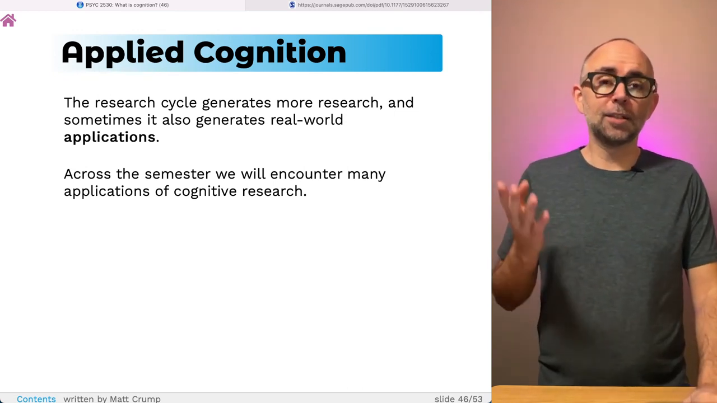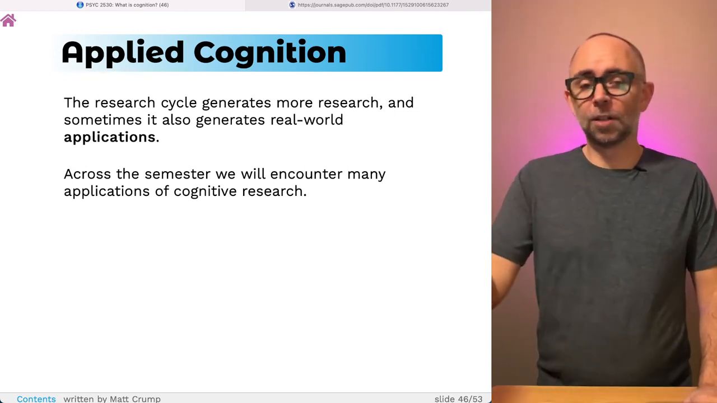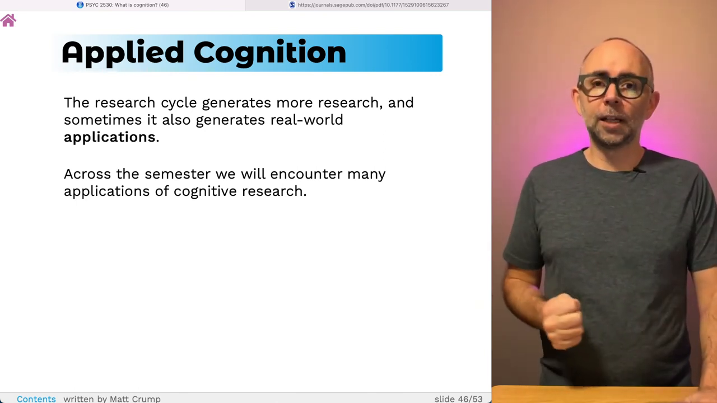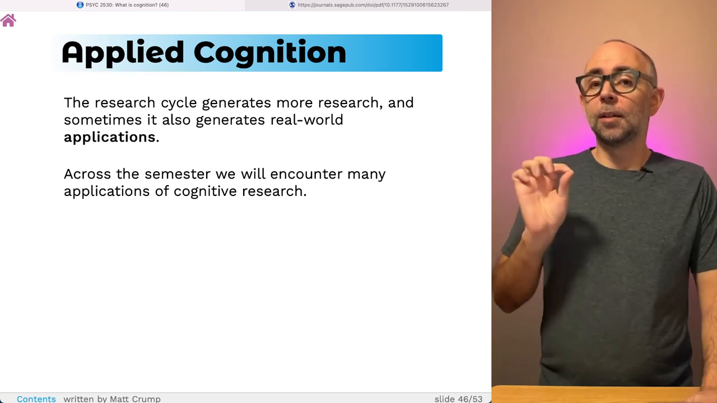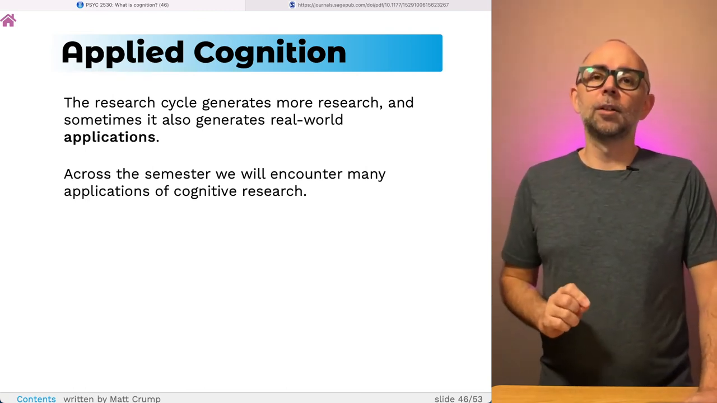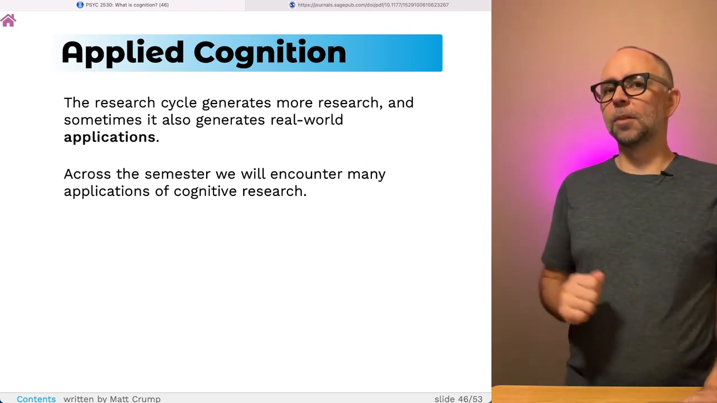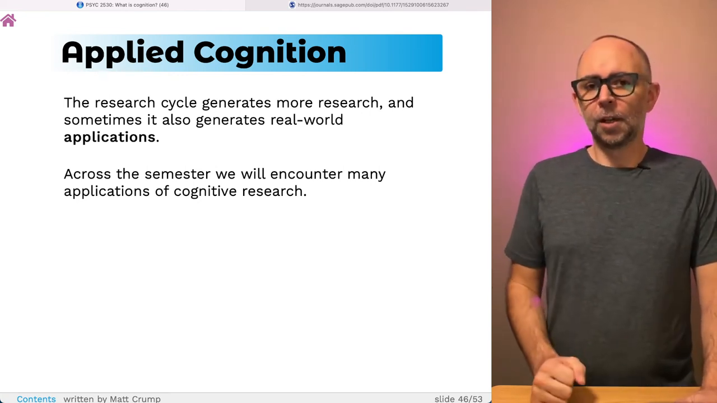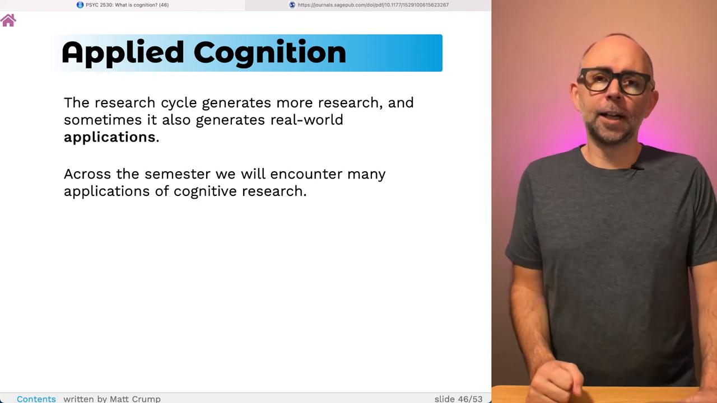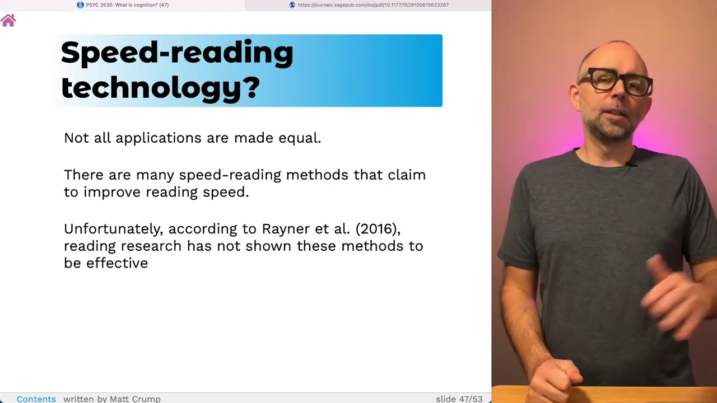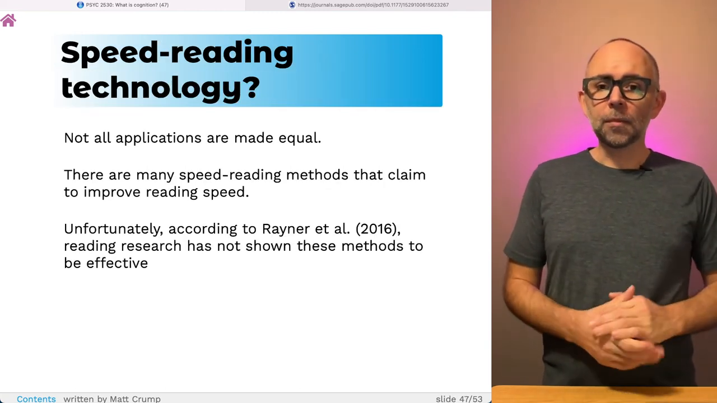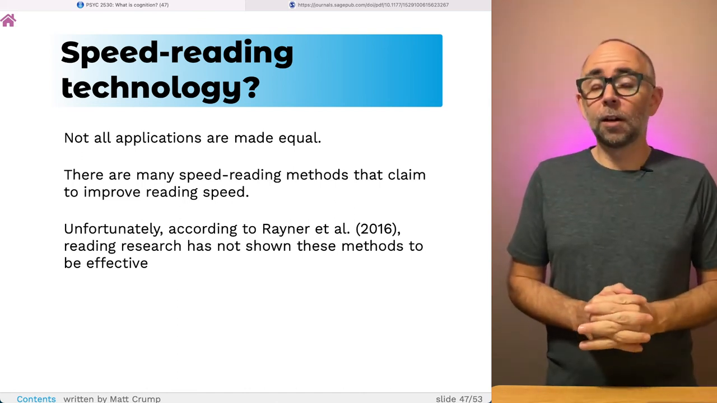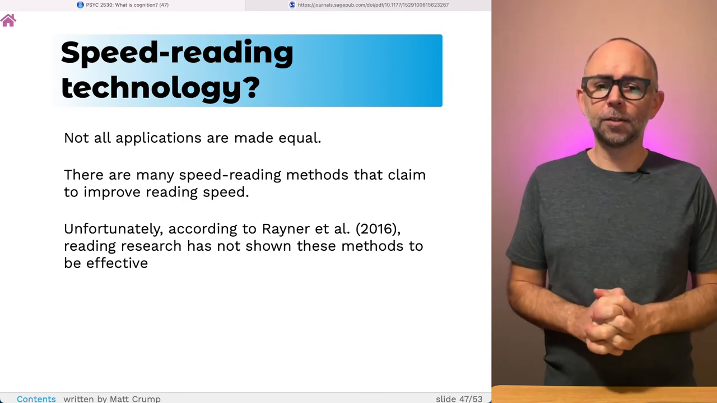At the same time, it's not as easy as just doing the research and making the application. A lot of times, things are more complicated than they seem, and technology might not be ready yet, even if some people are claiming it might be a useful technology for the cognitive phenomena at hand. This happens in the context of reading. So for example, should you invest in speed reading technology? Will that help you read faster?